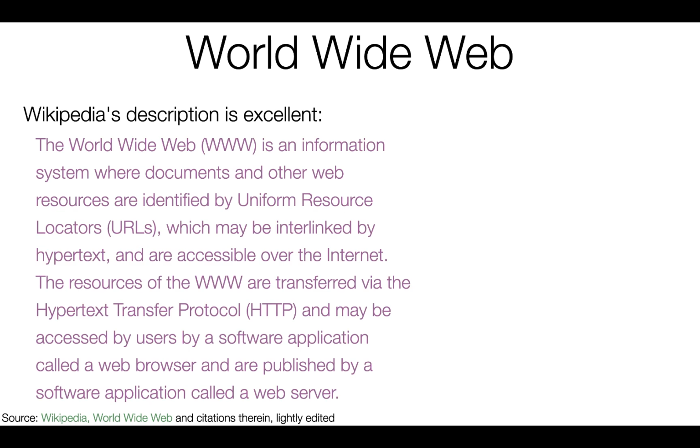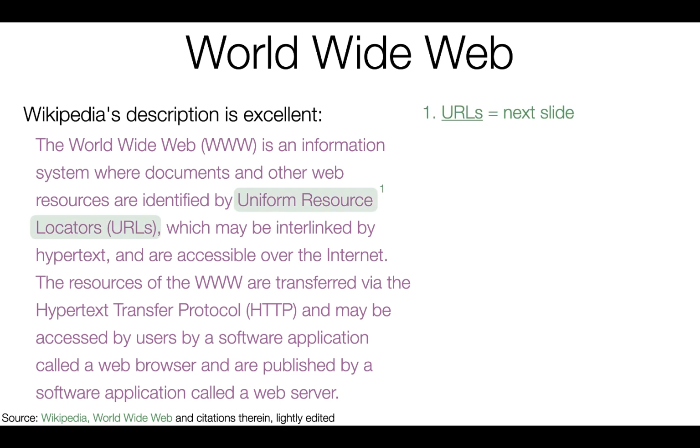The World Wide Web is an information system where documents and other web resources are identified by Uniform Resource Locators, URLs, which may be interlinked by hypertext and are accessible over the Internet. The resources of the World Wide Web are transferred via the Hypertext Transfer Protocol, HTTP, and may be accessed by users by a software application called a web browser and are published by a software application called a web server.